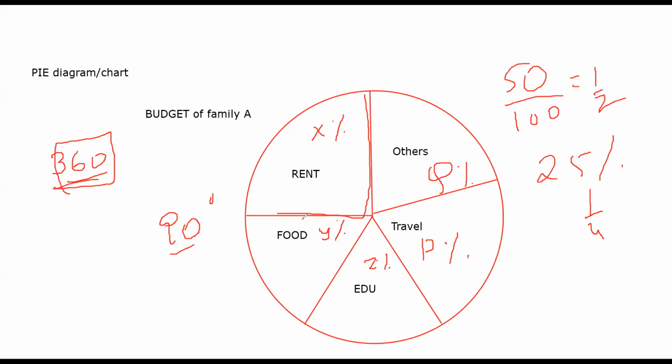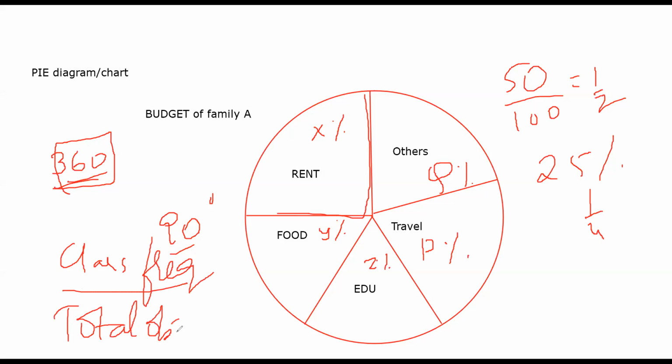They will not ask you to plot these, but I'm just telling you generally so that you remember for later on, okay. You generally use class frequency divided by total number of observations into 360. This is the formula.